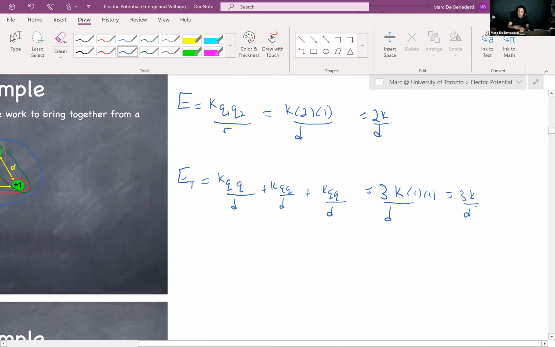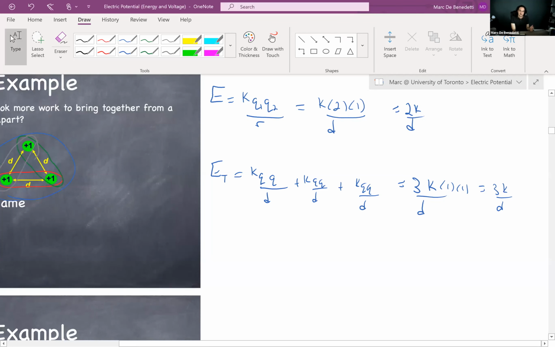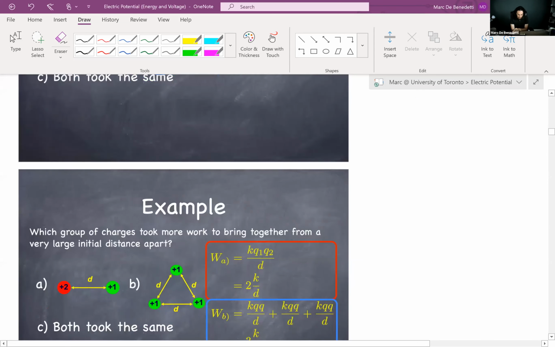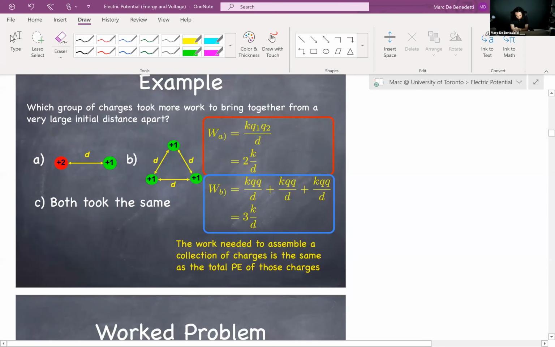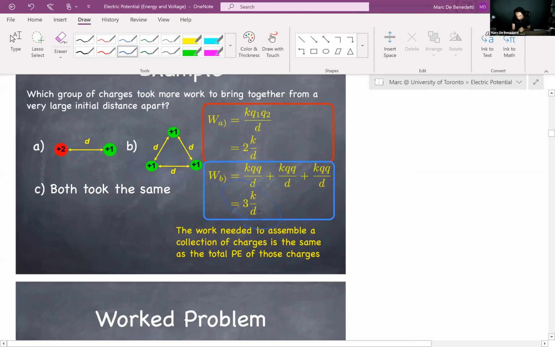So which one has more energy? 3k over d is larger than 2k over d. So the answer is going to be B. There, 3k over d is larger than 2k over d. So the answer is B.